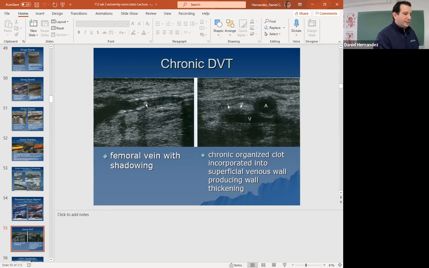So some more chronic DVT, we could see the thickened echogenic walls. We get some shadowing from calcification of that vessel wall.